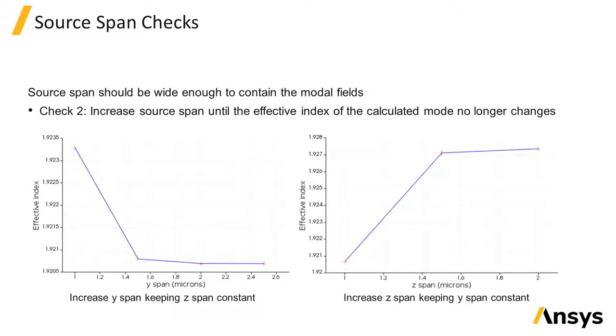Start by calculating the mode, then increasing the span of the mode source and recalculating the mode. Then compare the calculated effective index of the mode between the two different source spans. If the mode source region is wide enough to contain the full mode, the calculated effective index should stay the same when you further increase the source span.